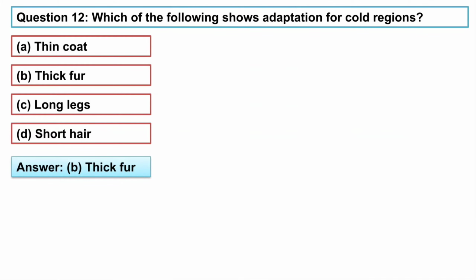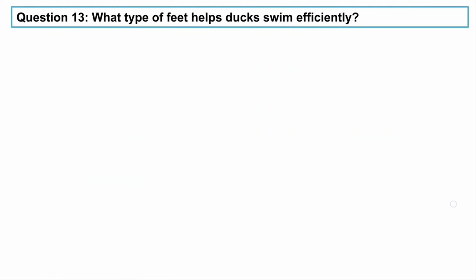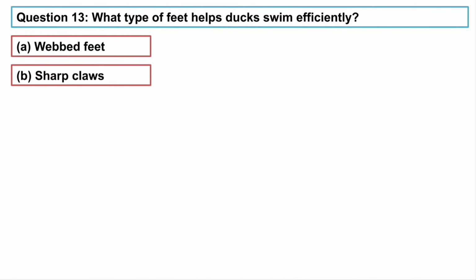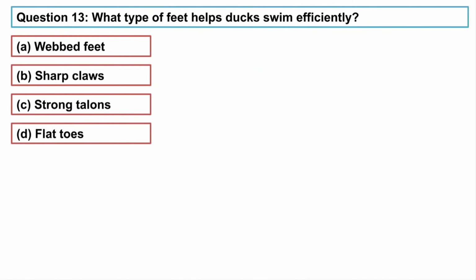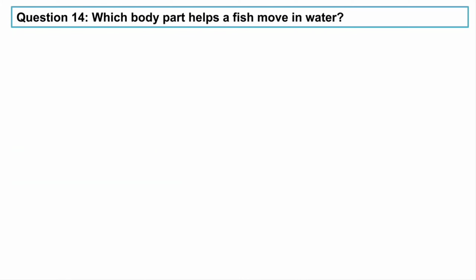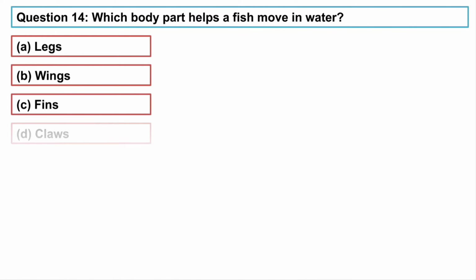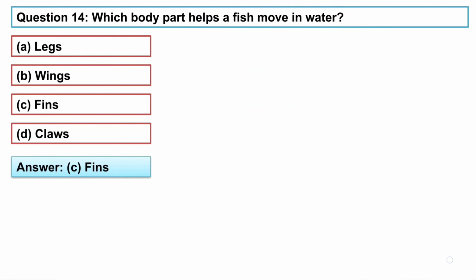Yes, we are talking about the cold region. So next, which type of feet helps a duck swim efficiently? So the options are webbed feet, sharp claws, strong talons or flat toes. So which of these is your correct answer? Option number A, okay, webbed feet. So next question, which body part helps a fish move in water? So legs, wings, fins or claws. What is the correct option here? The correct option is option number C, okay, fins.